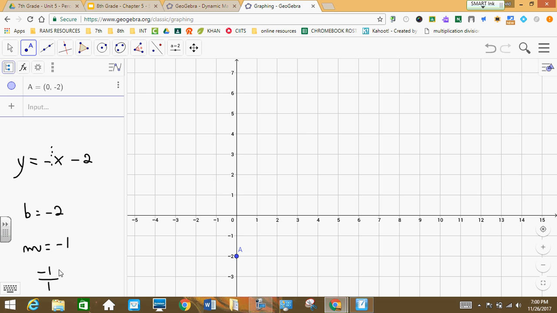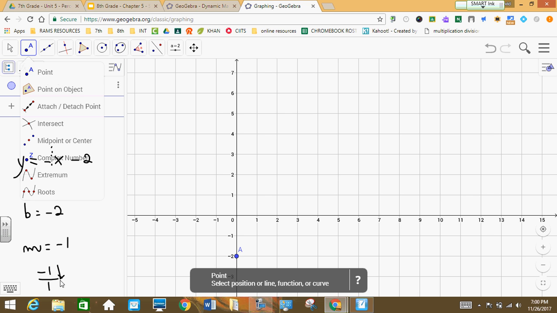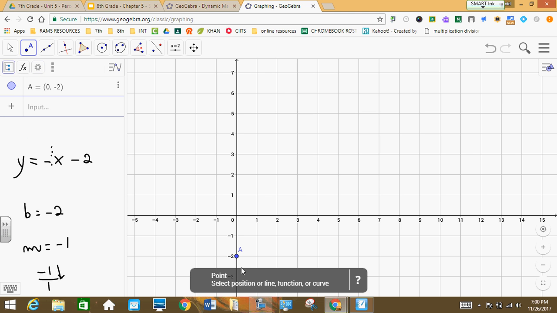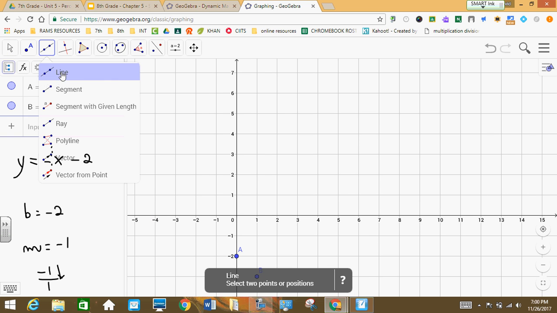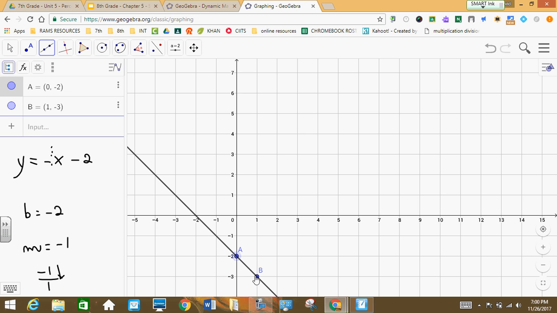Now the slope is -1. That means I would go down 1, since it was a negative, right? And the bottom means I go left or right, and since the bottom is positive, I would go to the right. And so let me come back here and make sure I've got this set up the way I need to. I will go down 1 and to the right 1. Here we go. Down 1 and to the right 1. Yeah, that's fine. Now, click on the line element, click on A and B, and we've graphed the line. Pretty simple, right?